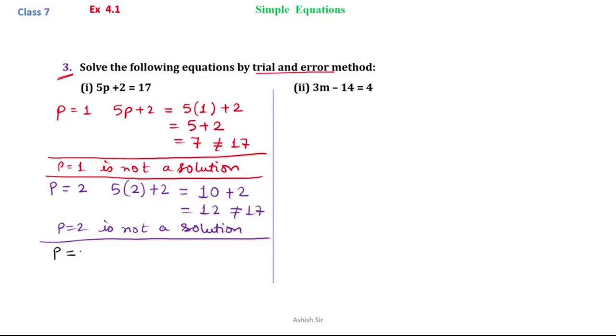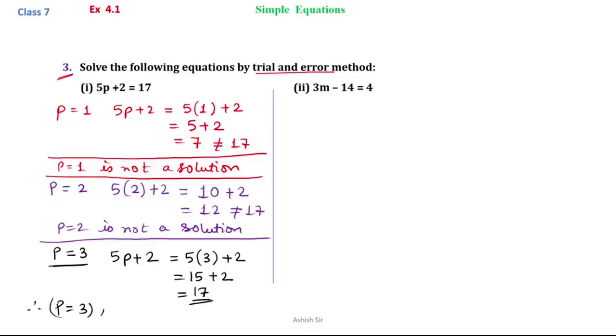Let us take 3. So we are trying with the value 3. The equation is 5p plus 2. In place of p, we'll put the value 3. 5 threes are 15, plus 2. So 15 plus 2 is equal to 17. So LHS is equal to RHS. We have got the value 17. Now we can say, therefore, p equals 3 is a solution of the equation.